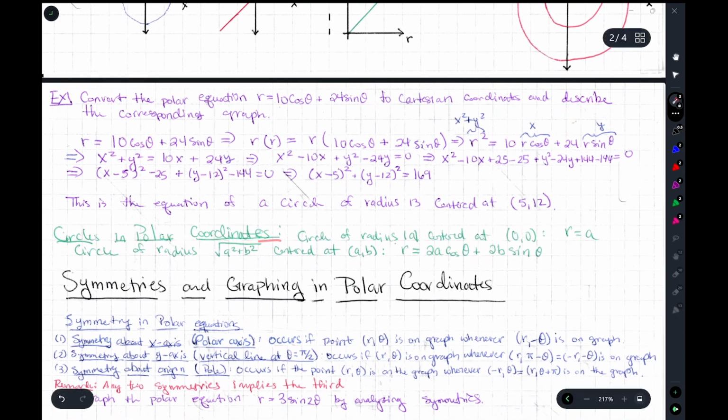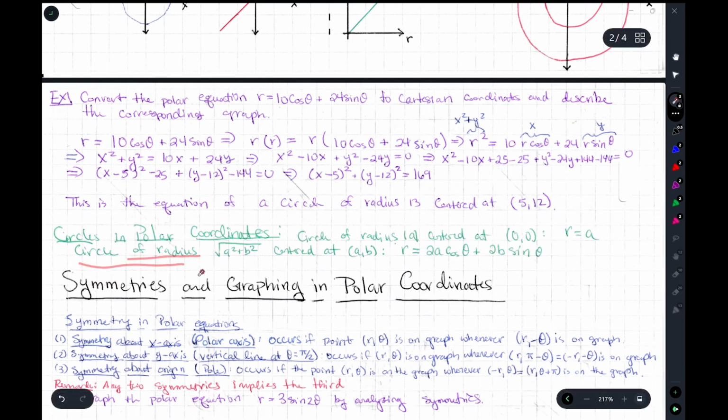Generally, for circles in polar coordinates, here's how they're described more generally. For a circle centered at (0, 0), we saw that that's just r equals a, if it has radius absolute value of a. So you could just describe it by r equals a. Even though a could also be negative, you'll still get a circle of radius absolute value of a.